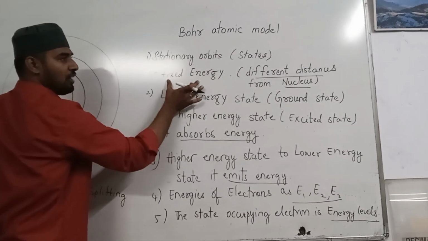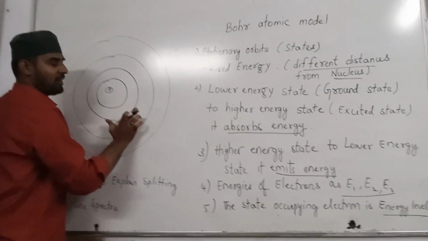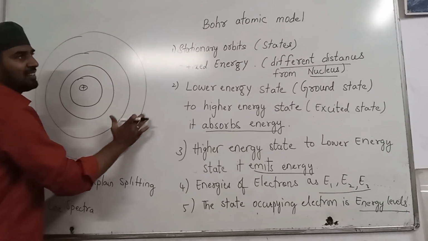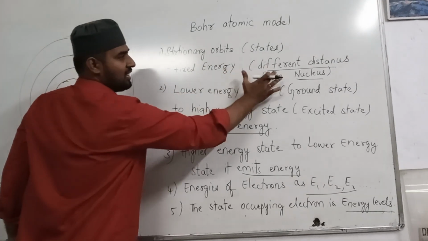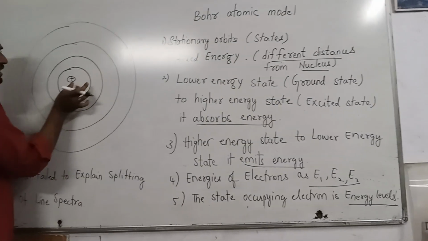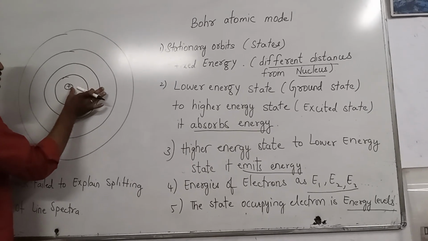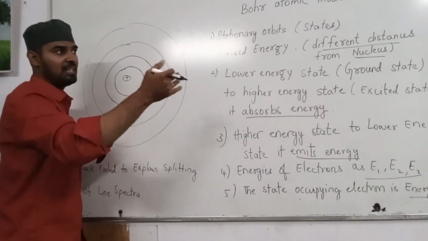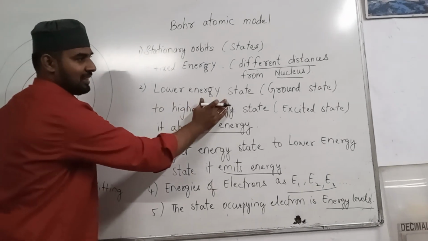These have fixed energy. This orbit has fixed energy, this orbit has fixed energy. These stationary orbits or stationary states of fixed energy are at different distances from the nucleus. The first orbit is this much distance from the nucleus, the second orbit is this much distance from the nucleus. So as the number of shells increases, the more the number of shells, the more the size of the atom.